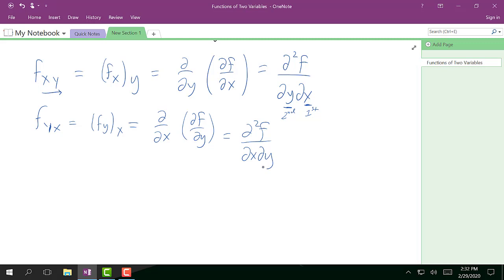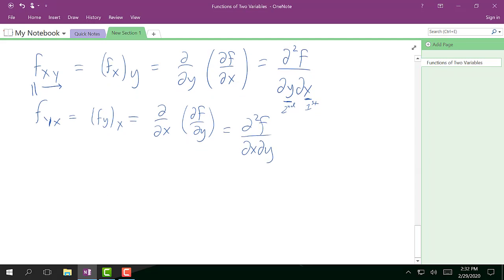And under suitable conditions, these two right here, f x y and f y x, will actually be equal. So this will be something that you'll see a little bit more later. But let's go ahead and do a quick example, just so we can actually say we had some practice. And then we will move on from there.